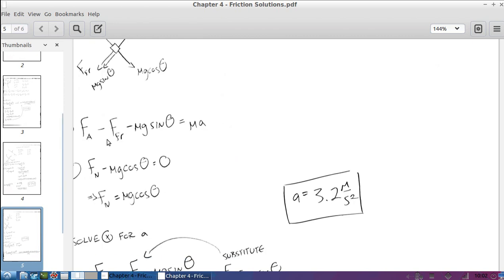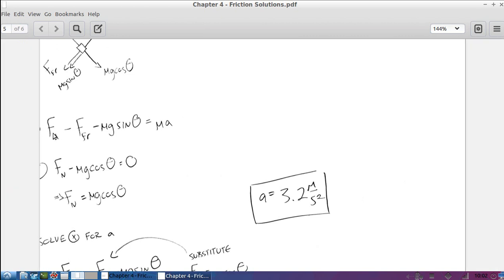All right, Newton's second law. This is Newton's second law in the x direction. F applied is positive x, friction, negative x, mg sine theta, negative x. So applied minus friction minus mg sine theta equals the mass of the skier times the acceleration. That's what I'm being asked.